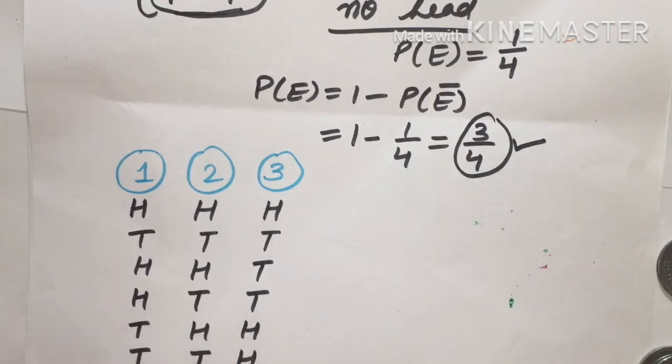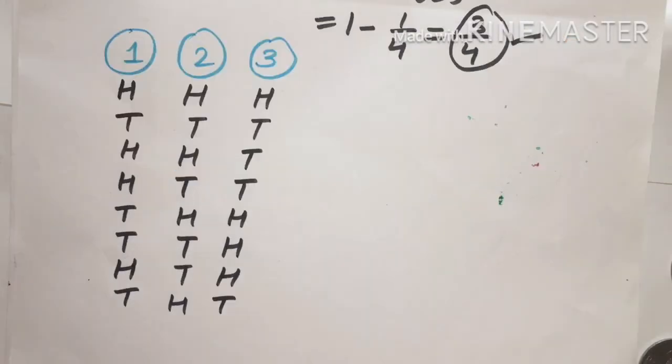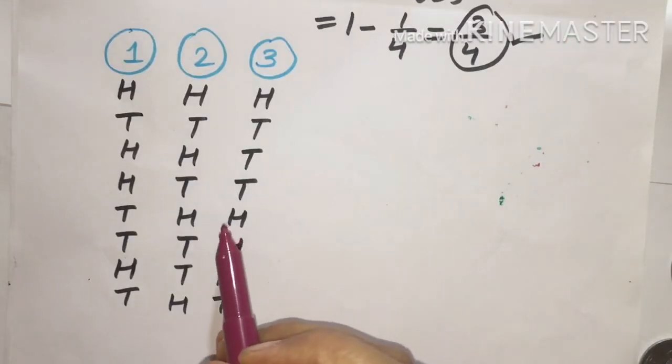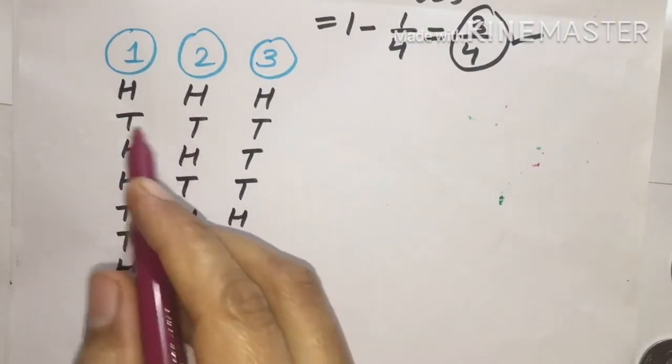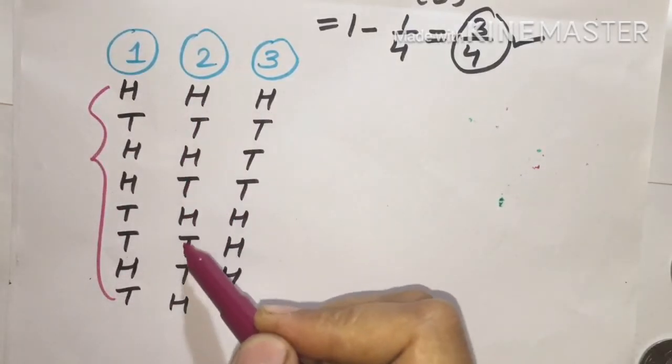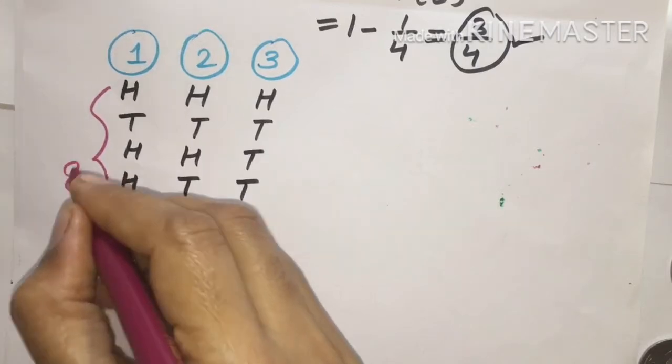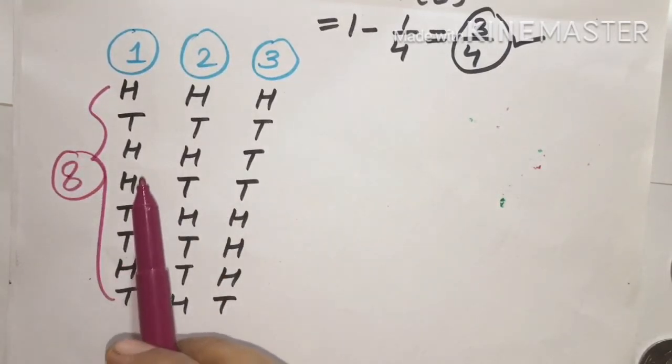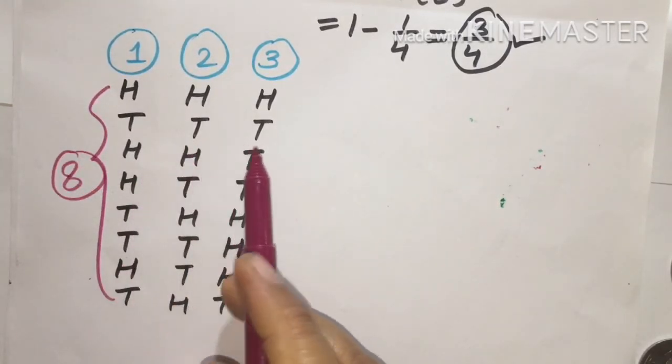And what are other chances? So these are the possible cases for 3 coins. So total possible cases are 1 2 3 4 5 6 7 8. So 8 cases are there when we are using 3 coins.